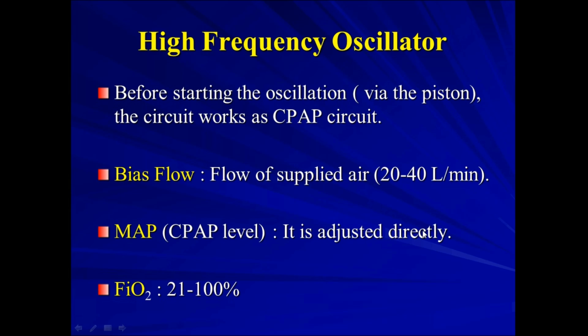It's adjusted directly. We have a range from whatever we decide, and this is different than conventional mechanical ventilation. On conventional mechanical ventilation, the MAP is the result of the applied tidal volume, the applied PEEP, and the applied inspiratory time. Here the MAP is adjusted directly, and that's the advantage of this mode. The FiO2 can range from 21% to 100%.